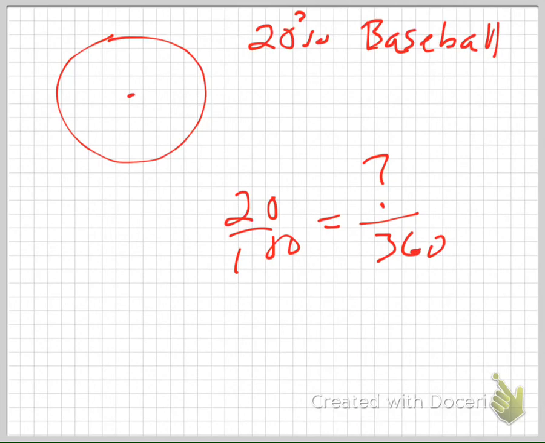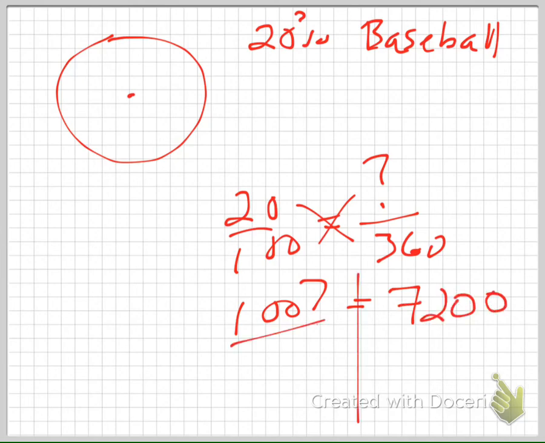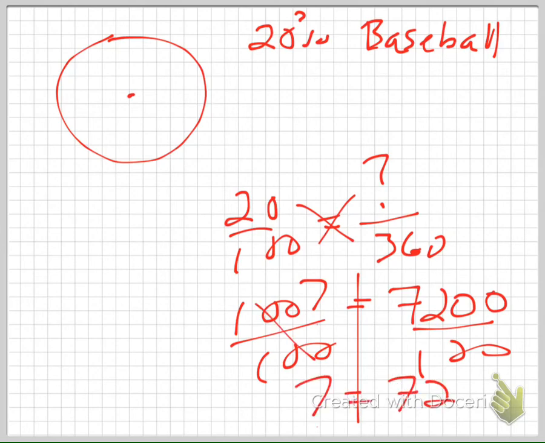And you solve it. Cross multiply. 100 times question mark equals 7,200. Divide by 100, divide by 100. Question mark equals 72. 72 degrees. So remember, how much is 90 degrees? What does 90 degrees look like? It's a right angle, right? So is it going to be that big? No, it's not. It's less than that because it's 72.